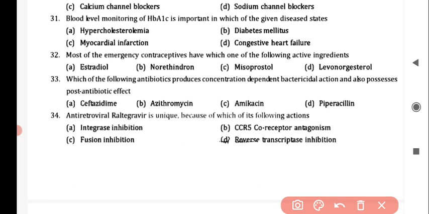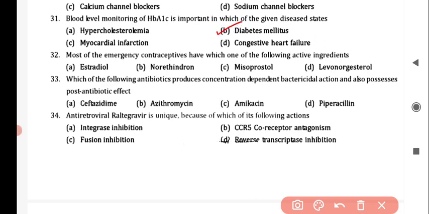Next question is, blood level monitoring of HbA1c is important in which of the given diseased states? And the correct answer is option number B, that is diabetes mellitus.